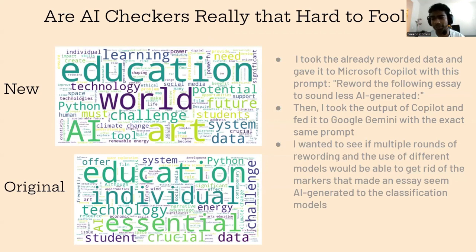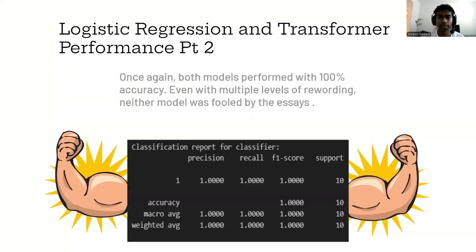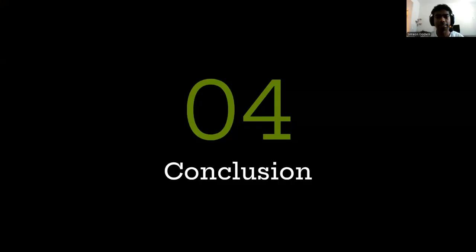So I took these already reworded essays, gave them to Microsoft Copilot, asked it to reword them. Then I took what I got from Copilot and gave it to Google Gemini, asked it to reword it. I wanted to see if multiple rounds of rewording would be effective enough to fool the models. But same outcome. Models still had 100% accuracy. So yeah, pretty hard to fool, I guess.